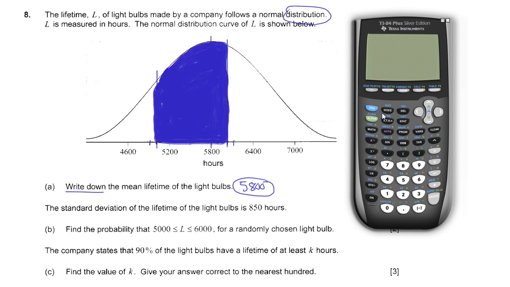It's second, oops, got to turn it on first, second, and then variables. Up above that is distribution. And whenever they're giving you a lower bound and an upper bound, that's where you always want to use the normal CDF. Right, so we do normal CDF. The lower bound is 5,000, so we do 5,000. The upper bound is 6,000, so 6,000.